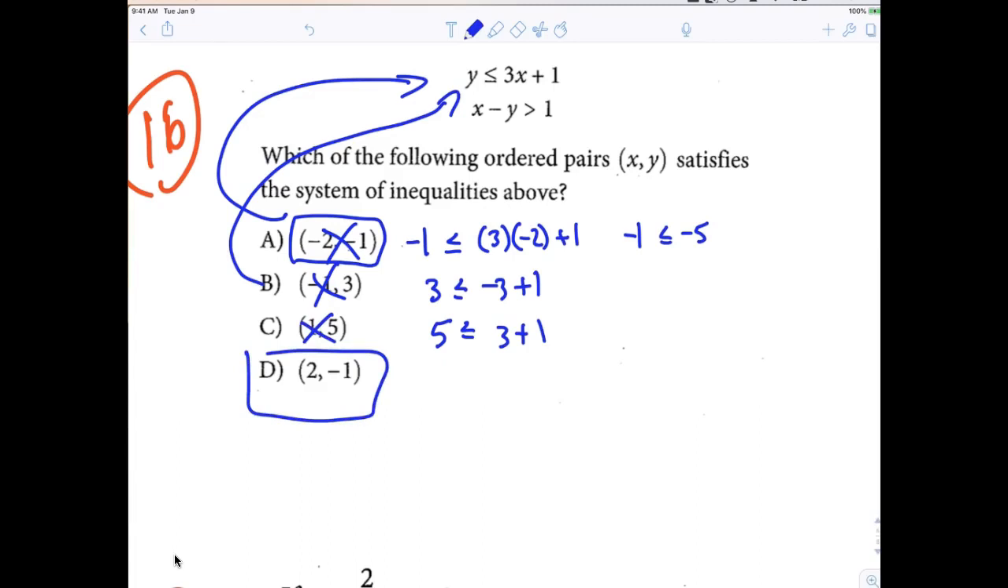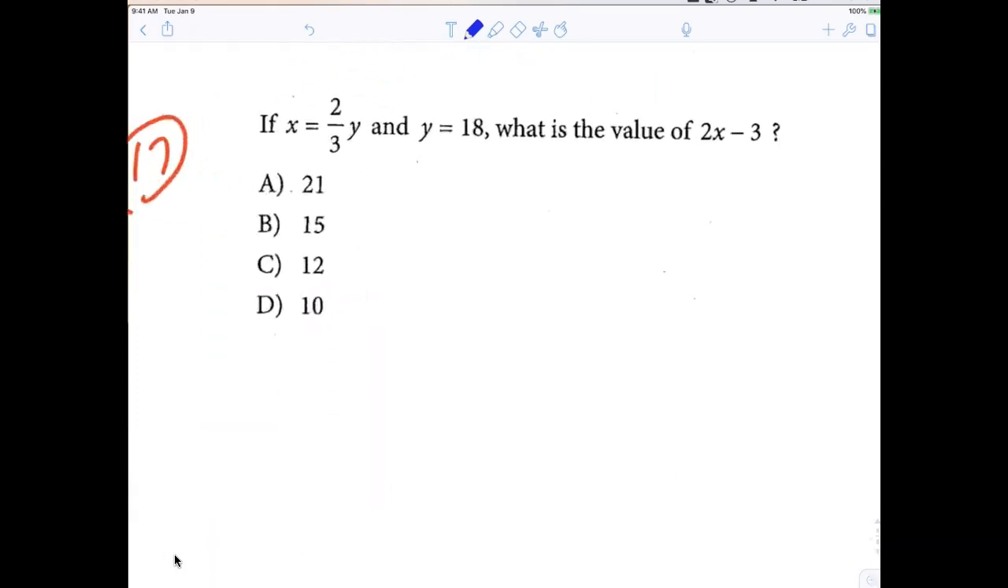The answer has to be D because I just eliminated A, B, and C. Everybody good? All right, whenever they give you a solution, if you can't remember how to do the problem, you can plug it in to see what solution works. All right, here we go for 17.